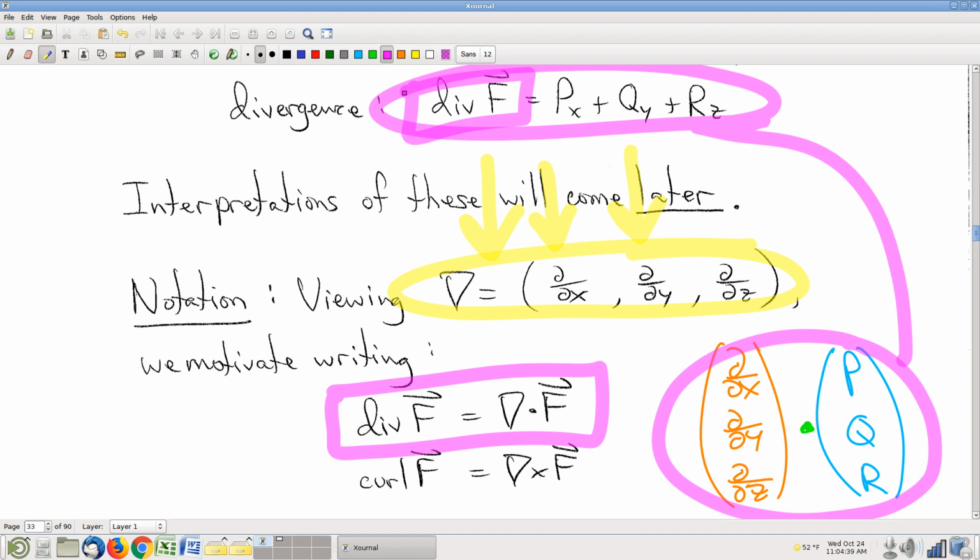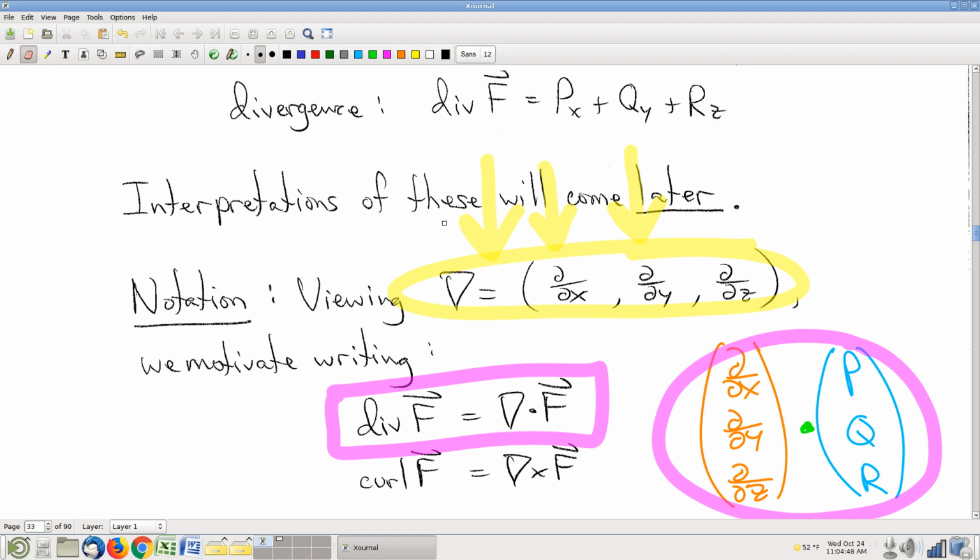Physicists tend to use del dot. I don't really know why. Okay, I can speculate, but let's not.